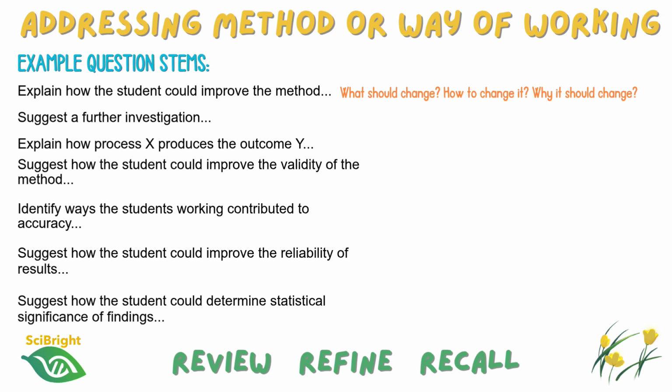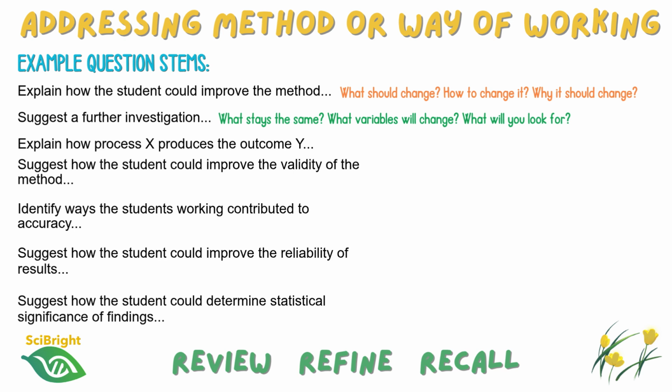You might also be asked to critique or suggest improvements to a method, and there are three parts these answers have in the mark schemes. What should they change? For example, control the temperature. How will they change it? For example, using a water bath and pre-incubate solutions before starting the reaction. And then why? Because temperature will affect the rate of enzyme substrate complexes formed in a reaction, and pH is our independent variable.